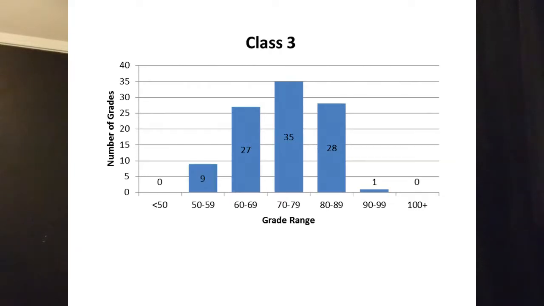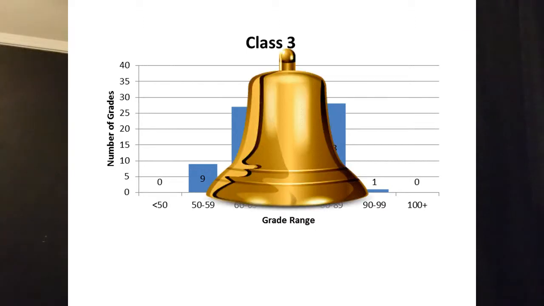Class 3's histogram looks more like what you typically see in grade distributions. Many students score in a middle range near the average. Some do a bit better or worse, and only a few do really well or really poorly. Sometimes this shape is called a bell curve because it reminds people of the shape of a bell.